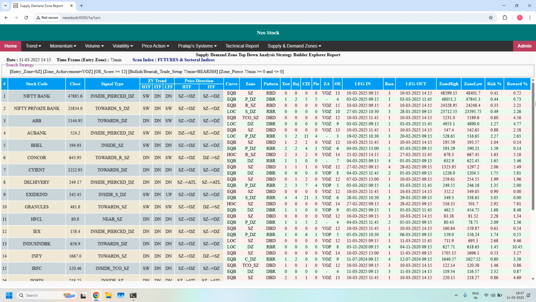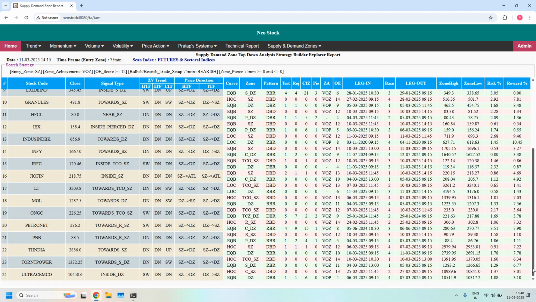weekly income trade. Entry time frame 75 minutes, supply zones. Scrolling the list down, NIFTY Bank is also listed. Infy is also listed. Top companies. ONGC. So many stocks are there. L&T, Jio Finance. Okay. Out of these 24, let us verify how many are having more probability to get success.